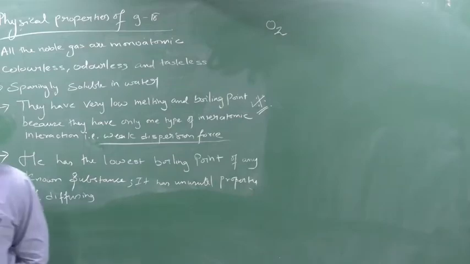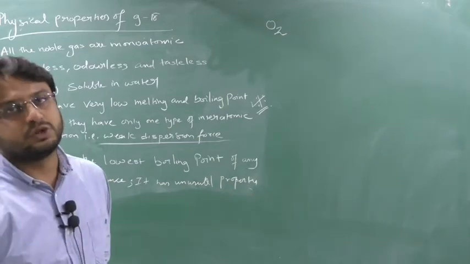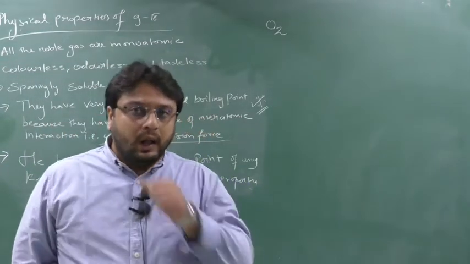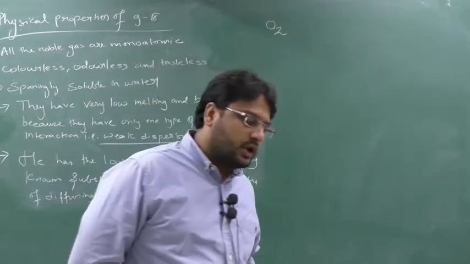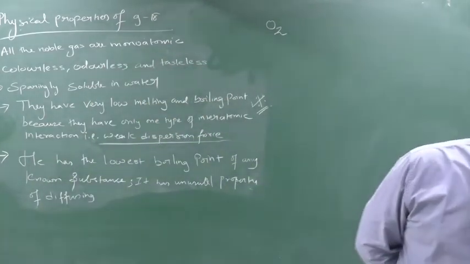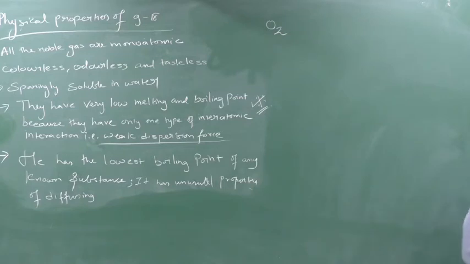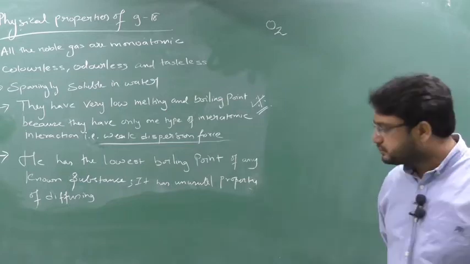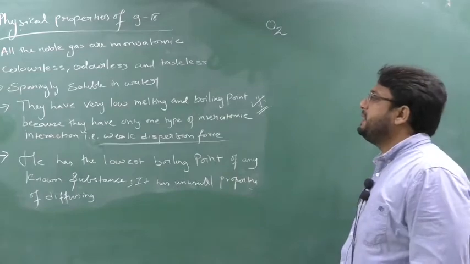Due to this reason, they are liquefied easily. This question is given in your textbook: why are helium gas or the noble gases liquefied easily? We can say that these gases are monatomic and they have only one kind of force, that is weak dispersion force, due to which they can be liquefied easily. Hence they have a low melting and low boiling point.